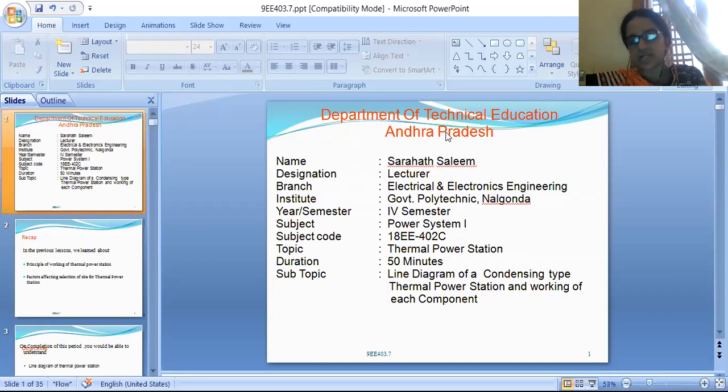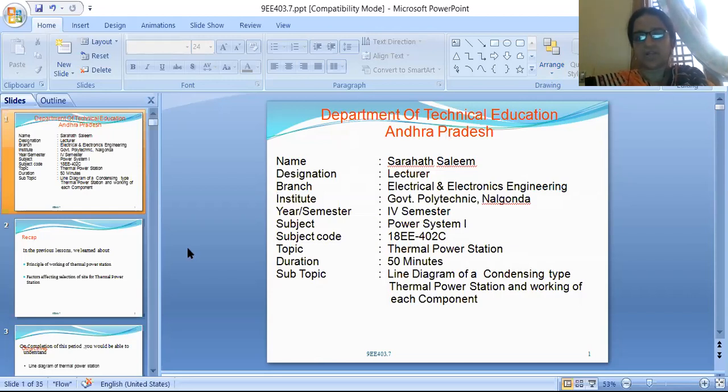In today's class, we will deal with the thermal power plant. The main working parts of a thermal power plant we'll discuss in detail. The first subtopic of today is the line diagram. A line diagram means, in a single representation, in a block diagram format, everything will be explained. Even each and every part of the thermal power plant will be explained.